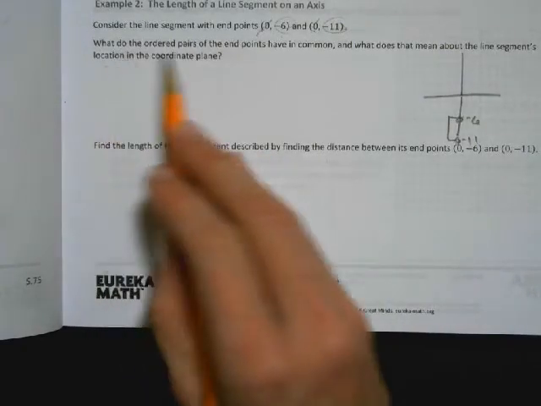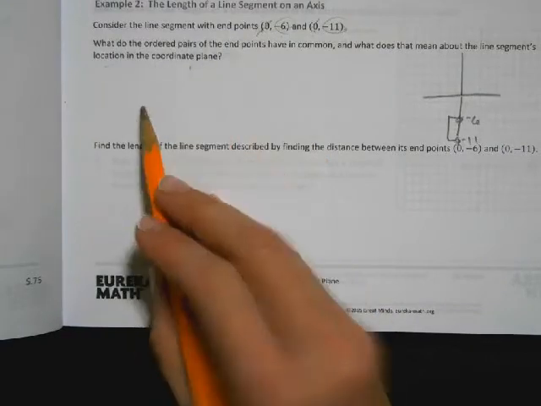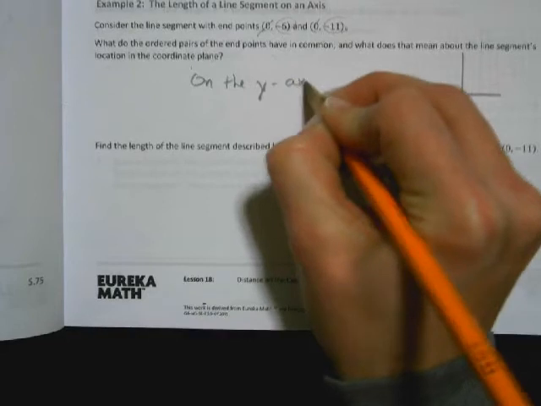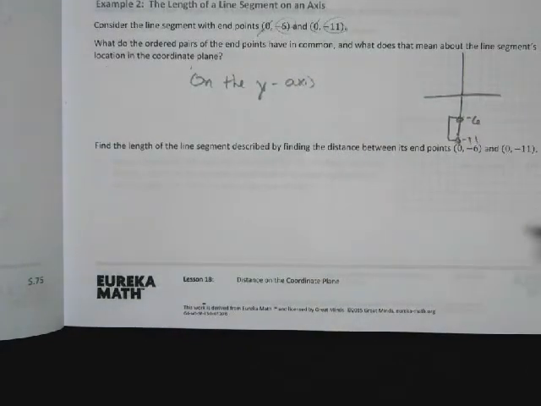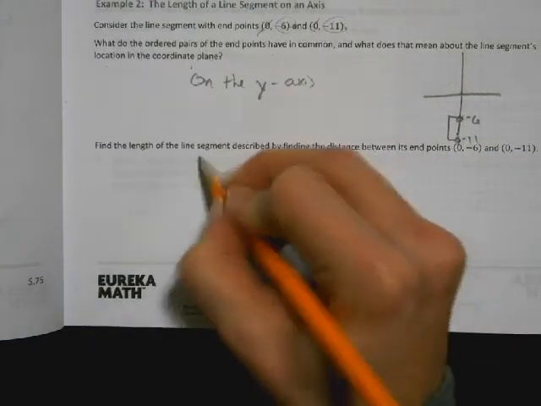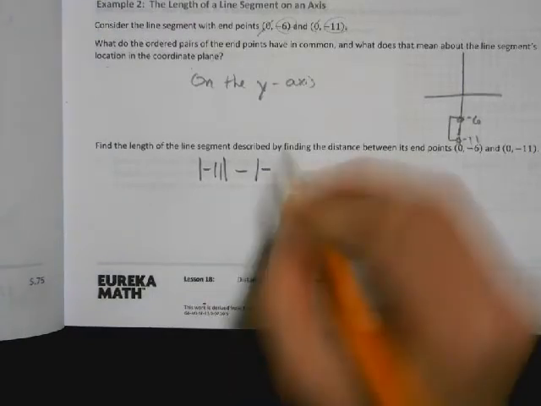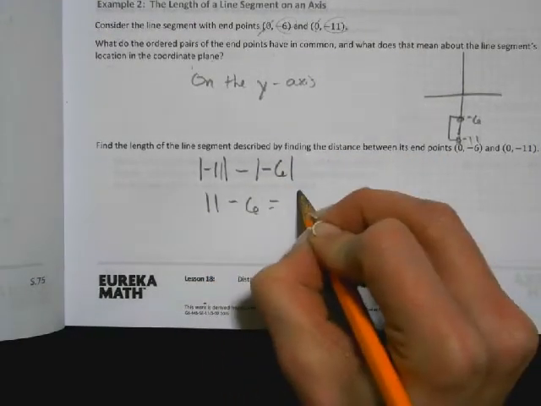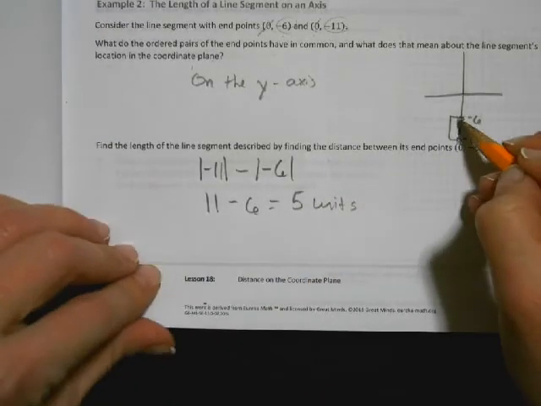It says, what do the ordered pairs have in common? What does it mean about the line segment's location on the plane? They're on the y-axis. And again, because they're both negatives, we're going to have to subtract them. So I find the absolute value of -11 minus the absolute value of -6, which would be 11 minus 6. And I get 5 units. Or you could count between them on the coordinate plane.